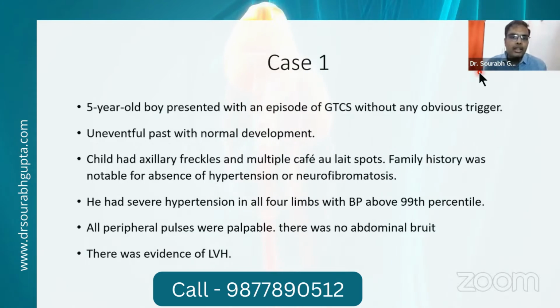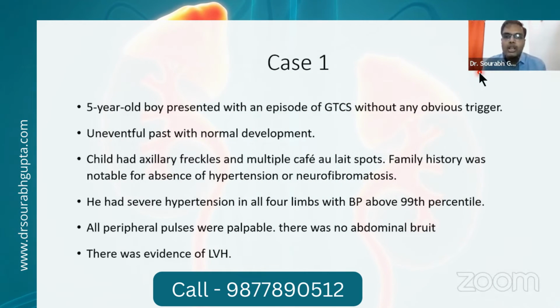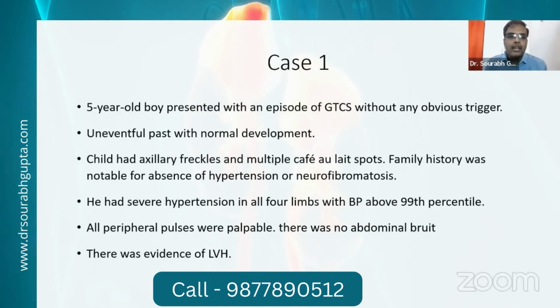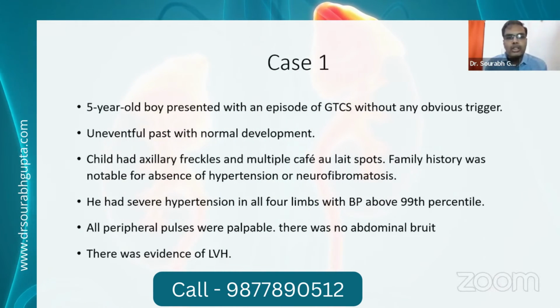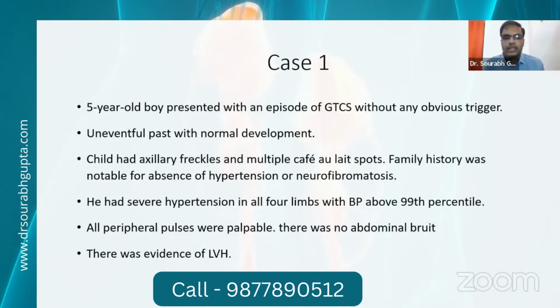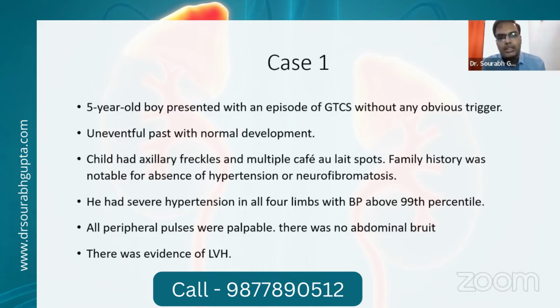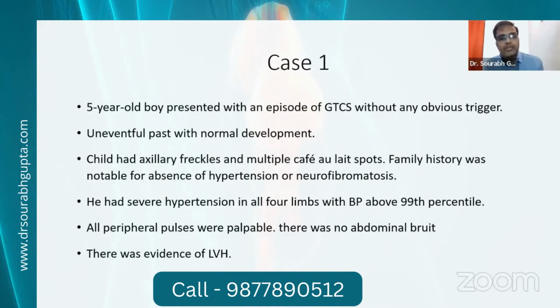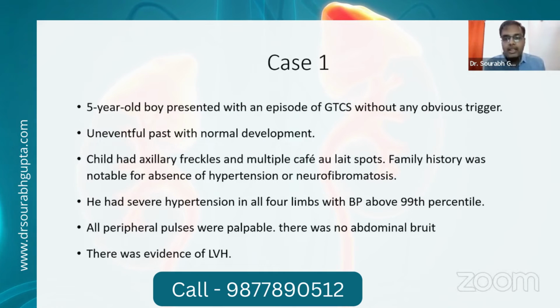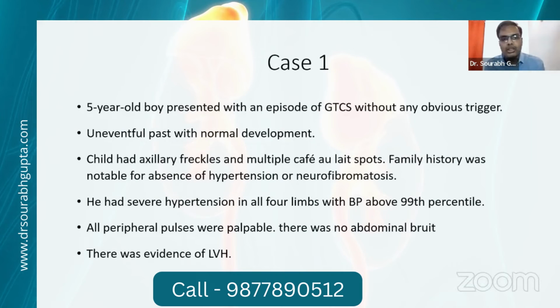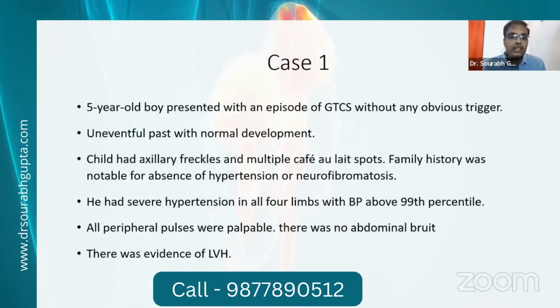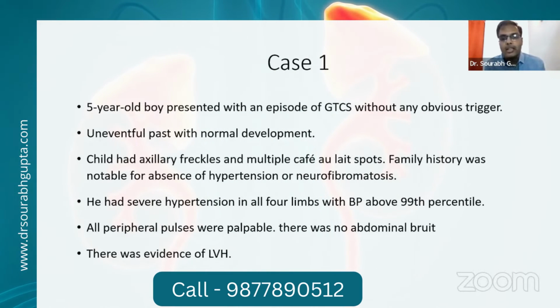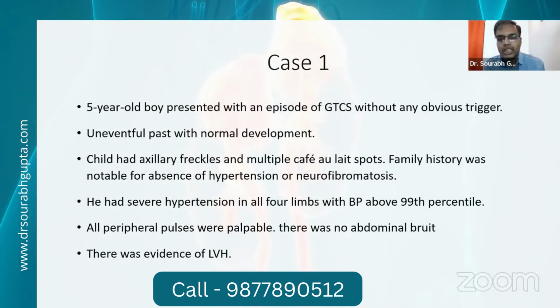Now this child presented with a GTCS episode without any obvious deficit. He has been normal in development in the past, and parents haven't noticed any GTCS in the past. The child also has axillary freckles and multiple cafe au lait spots. There is no family history, but this child has these features. When he was evaluated, he was found to have severe hypertension, and BP was elevated in all four limbs, above the 99th centile.